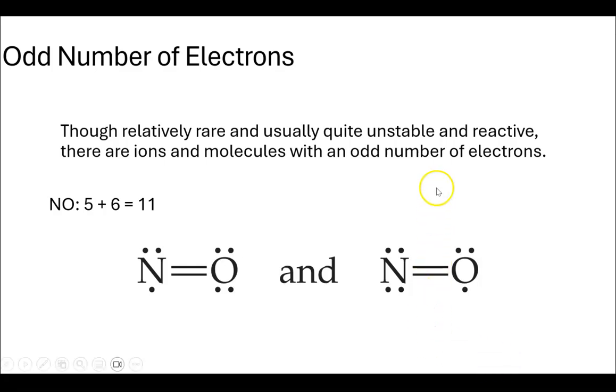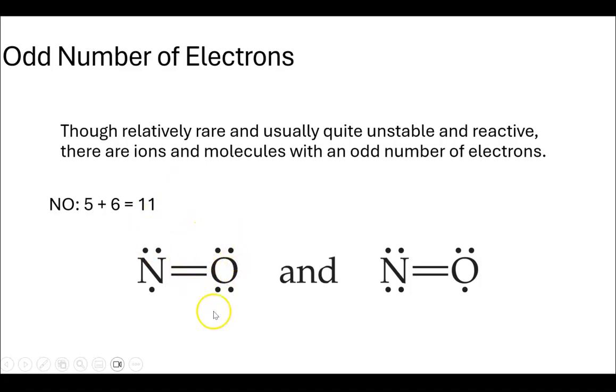So nitrogen monoxide has 1 nitrogen, 1 oxygen. When you add that up, you get 11. So once again, it is impossible to draw a Lewis structure of nitrogen monoxide in which both atoms have 8 electrons in their valence shell. You have to draw it so that one or the other only has 7. And there are 2 reasonable options for this, and they're both shown here.